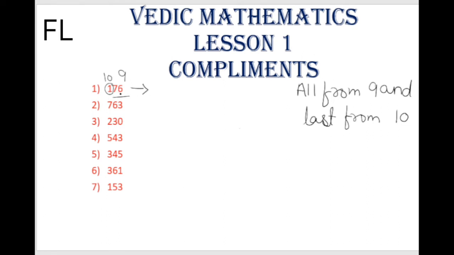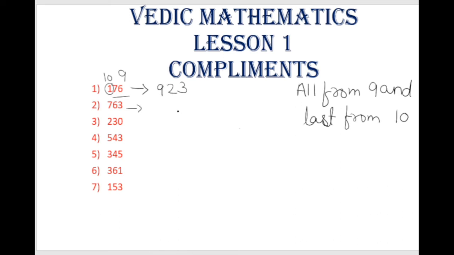Now tell me, what is the 9 complement of 6? You have to subtract 6 from 9. So what will you get? It is 3. Now the 9 complement of 7 is 2. And for the first number, the 10 complement of 1 is 9.